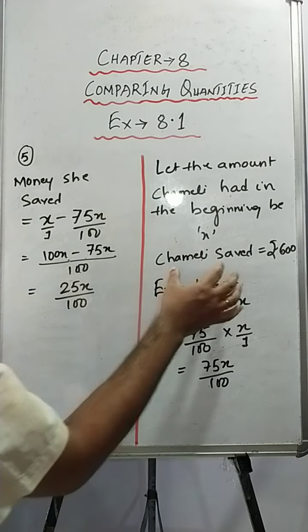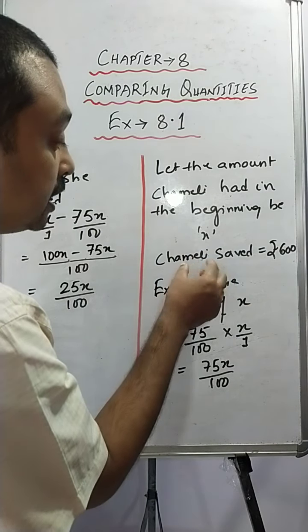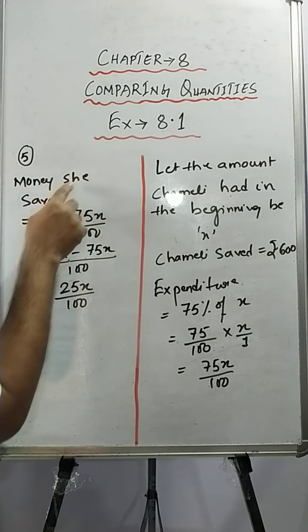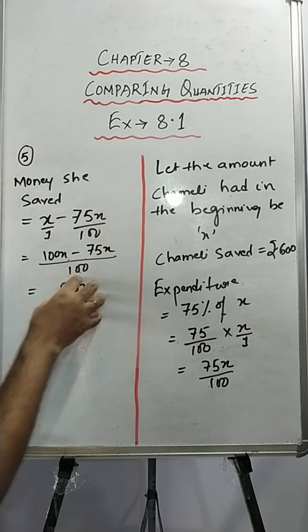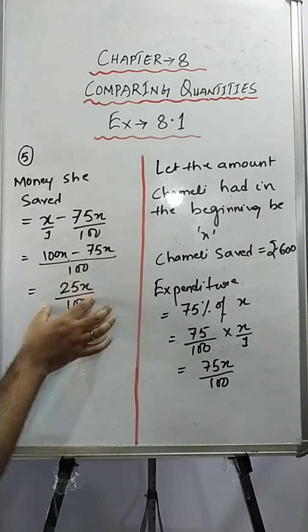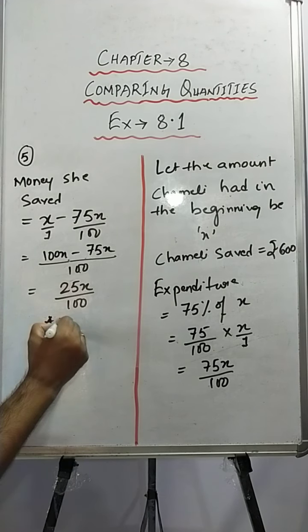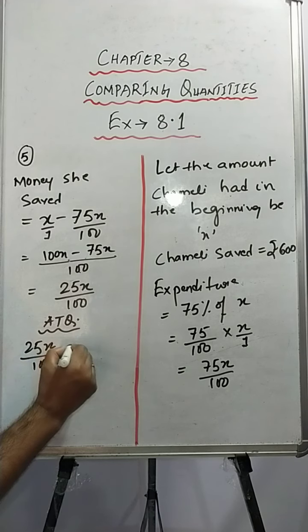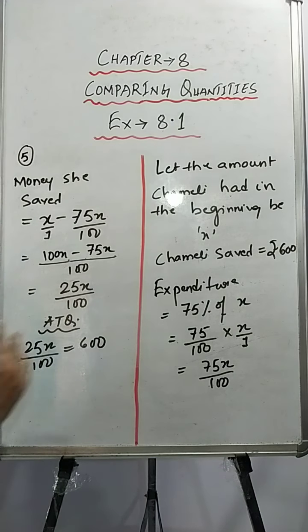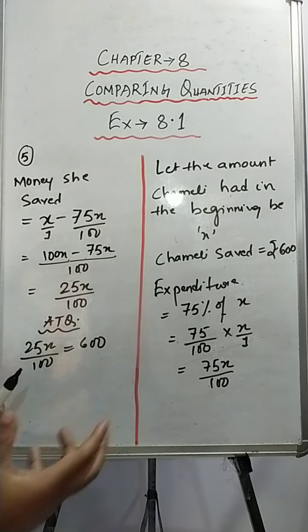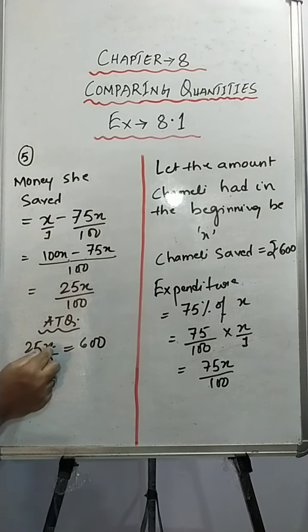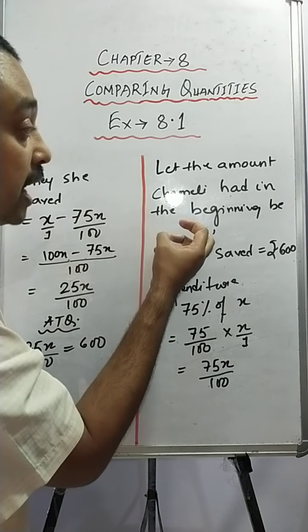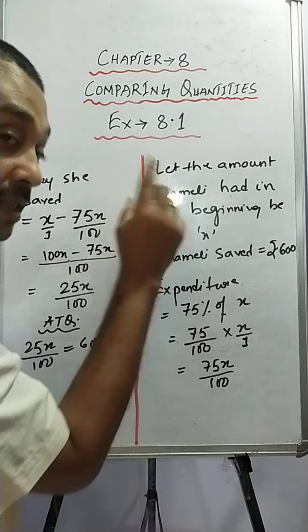Now initially also they have given the amount of money Chameli saved, that is 600, and what we have found out here is also the money she saved, but with respect to X. So both are the same. This is also saving, this is also saving. So we will compare these two values. According to the question, 25x by 100 is equal to 600. Now why are we comparing? What is the necessity of this comparison? So that we can find out the value of X, because that is what they are asking: what is the amount she had in the beginning? We have assumed this as X, isn't it?